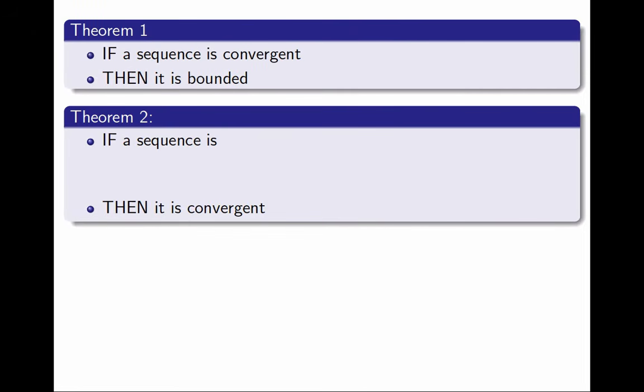Second, is the converse true? If a sequence is bounded, can I conclude that it is convergent? In general, no, but with an extra condition, yes. If a sequence is monotonic and bounded, then it must be convergent. This is theorem 2.